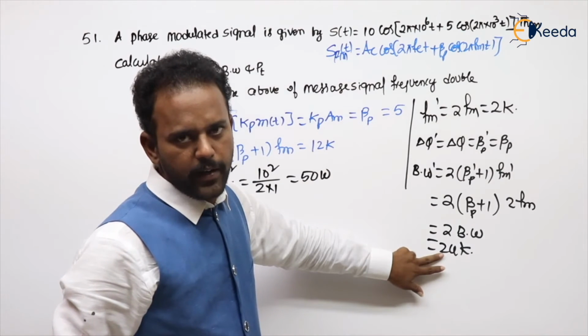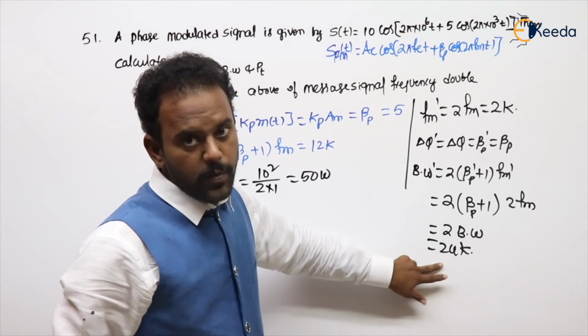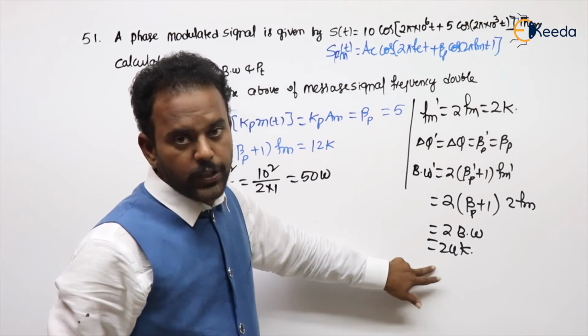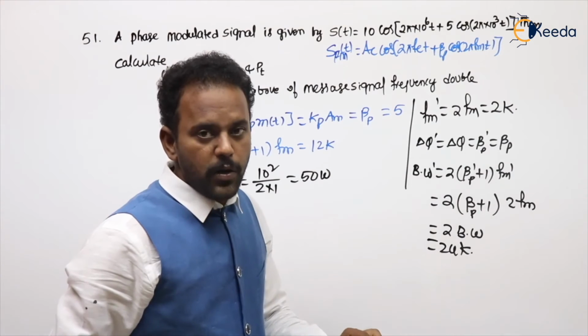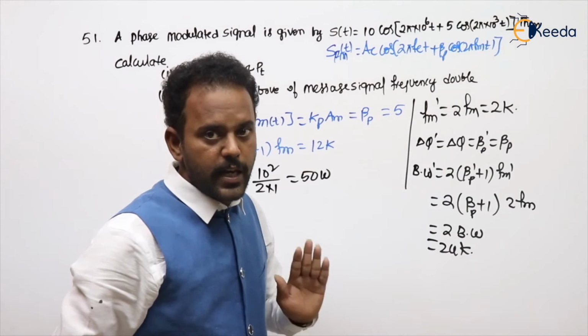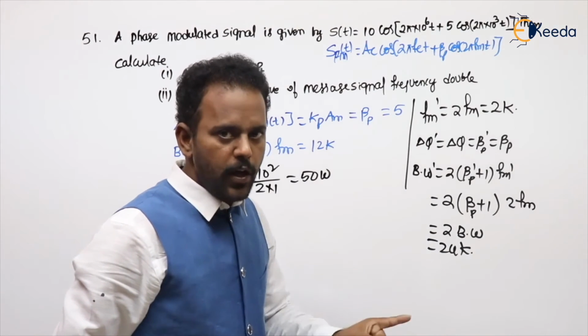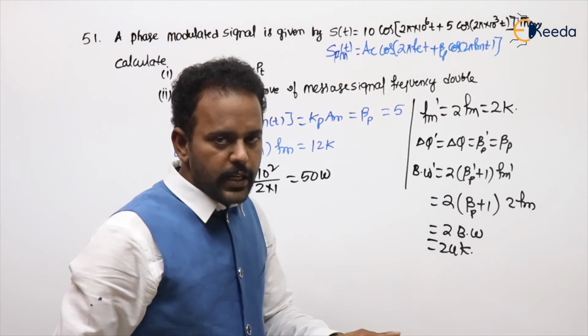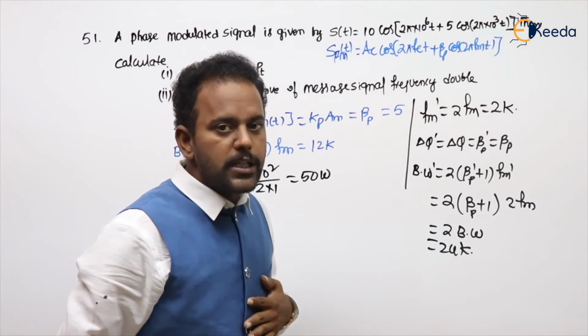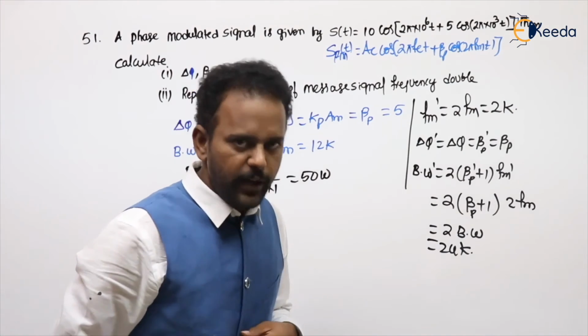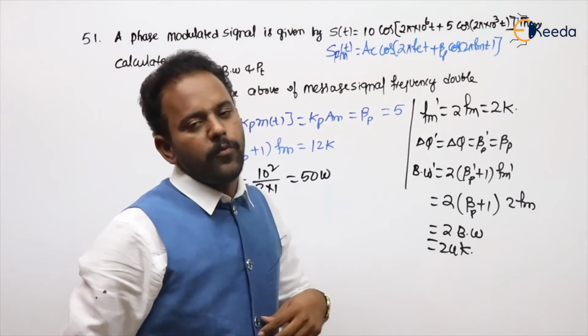Understand my point or not? In frequency modulation this did not happen, but in phase modulation it happened. In phase modulation, if message signal frequency is doubled, bandwidth also doubles, with no change in modulation index and no change in maximum phase deviation, delta phi. In FM, the maximum frequency deviation will change.